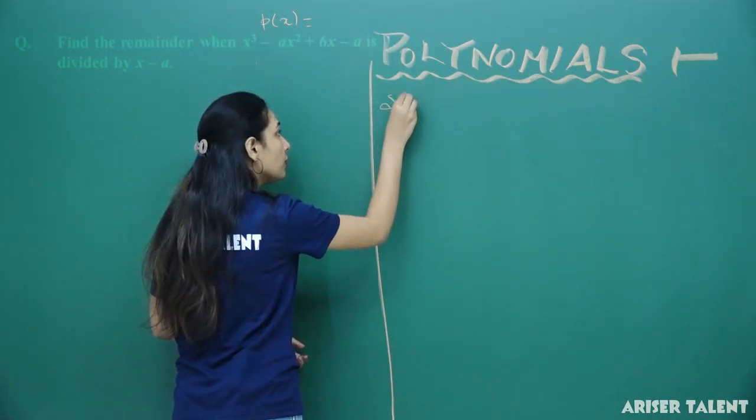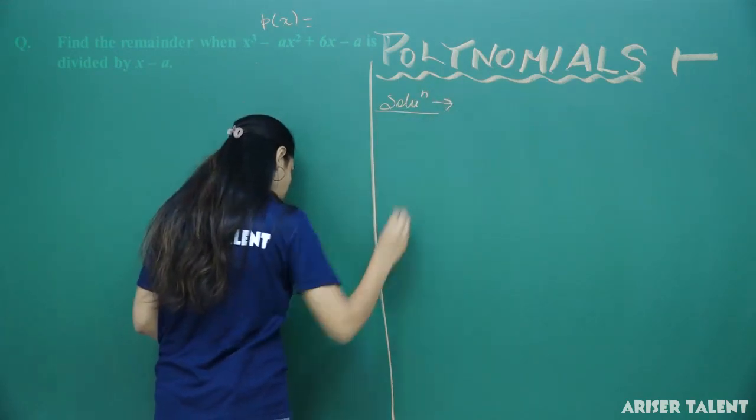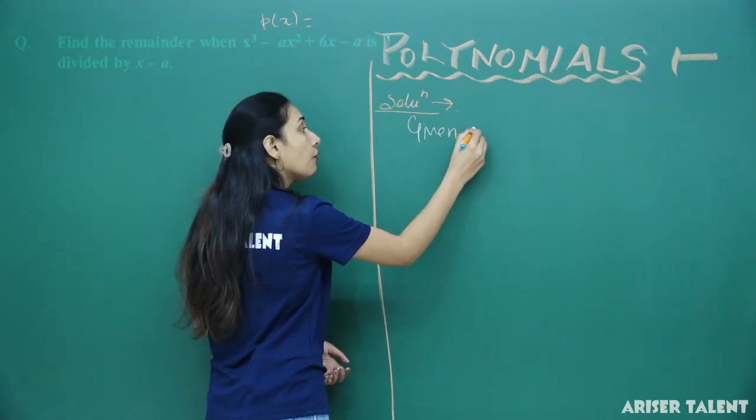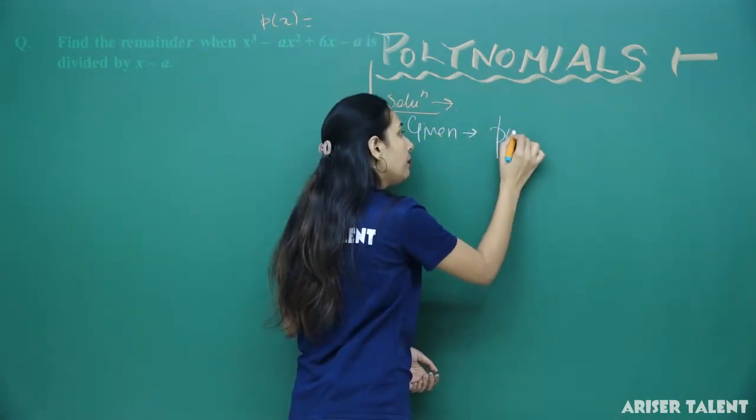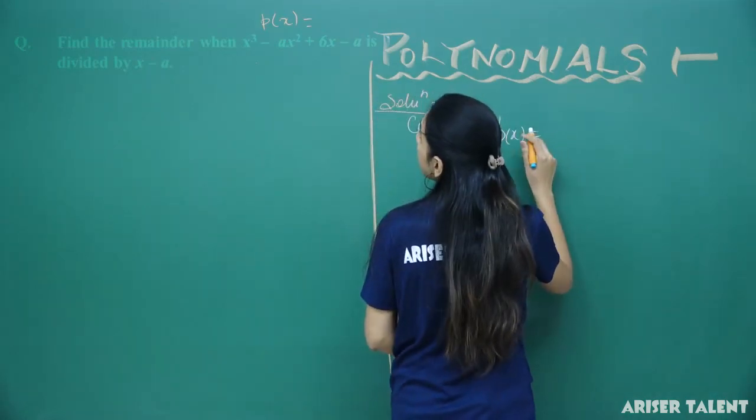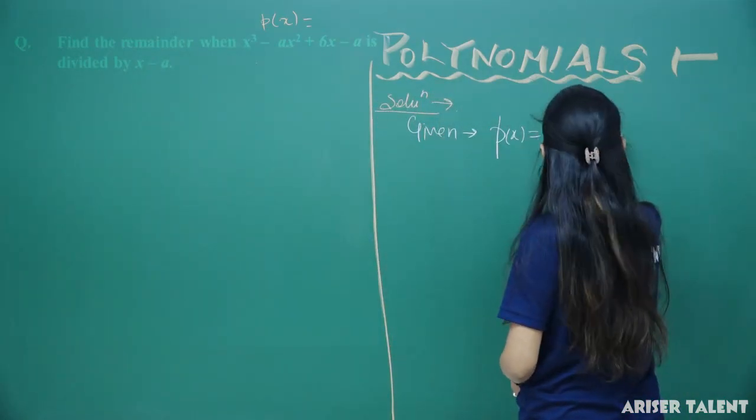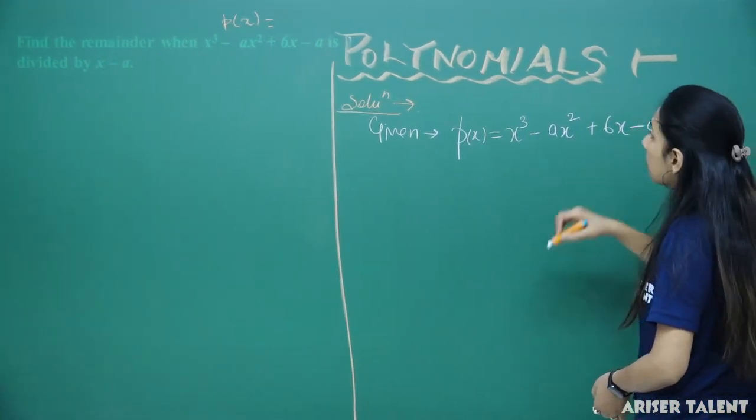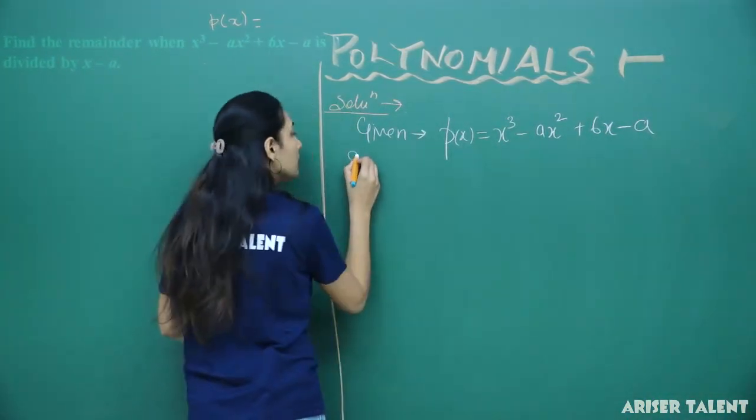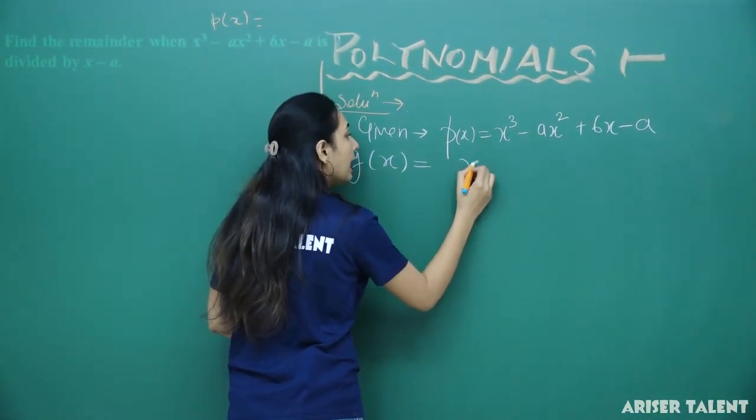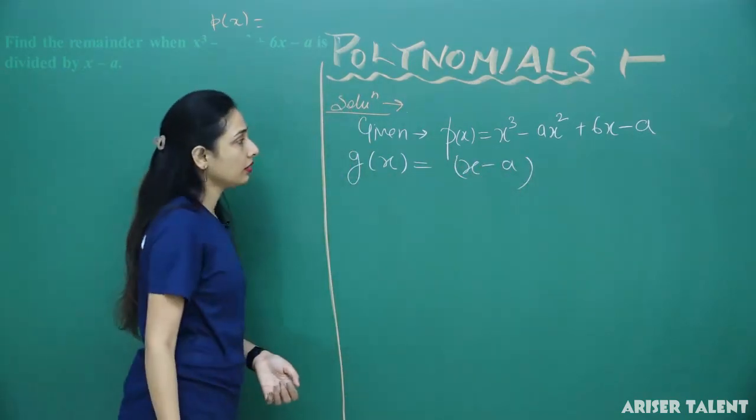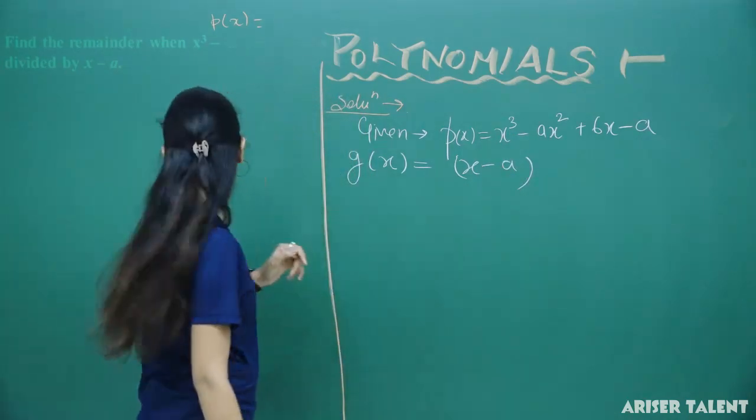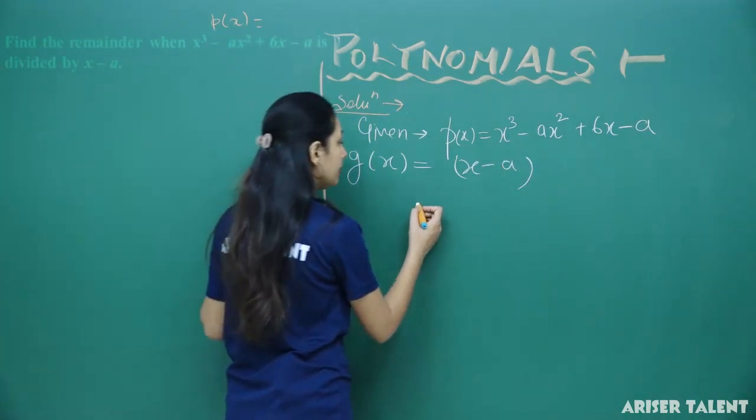Here is the solution of that question. What is given? p(x) is given: p(x) equals x cube minus a x square plus 6x minus a, and g(x) is given: x minus a. That means we have to divide this by this. So start doing that.